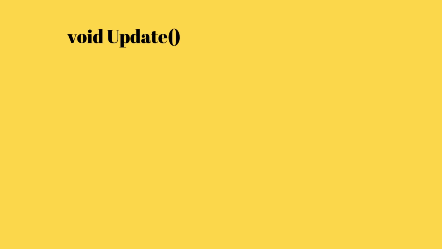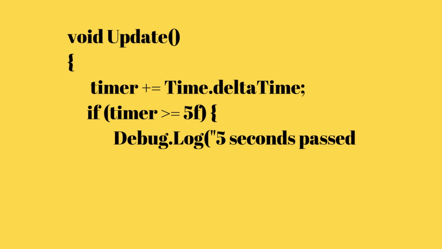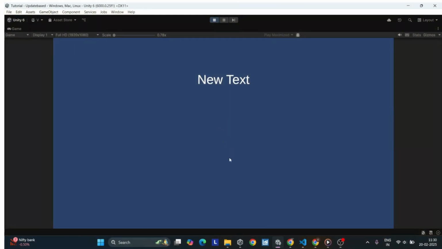You've probably used the update method to check conditions every frame. But did you know there's a more efficient way? Today, we'll build a reaction time game without using update, and instead, leverage event-driven logic. Let's go. Here's a simple reaction game.